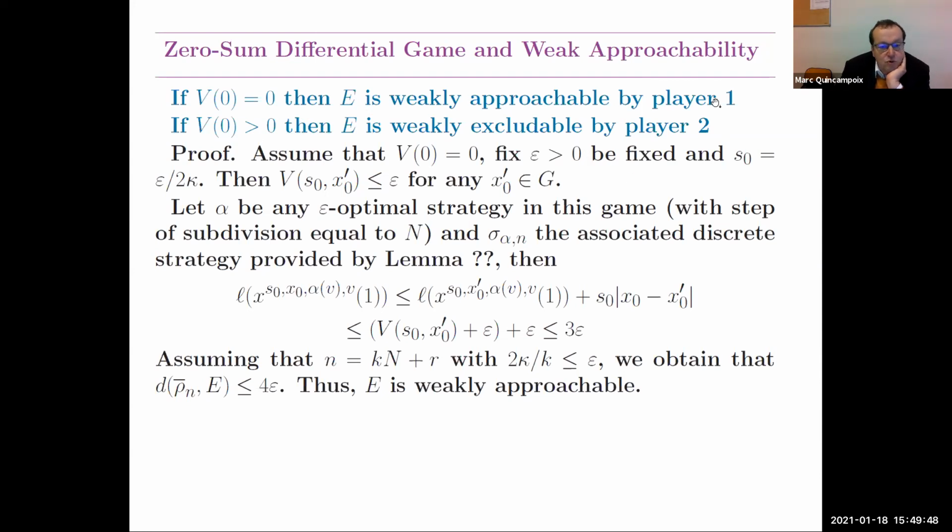And the proof is just considering a strategy of the differential game which makes the cost approximately equal to 0, and considering a strategy of the discrete game associated with the strategy of the differential game, as in the previous proof. So this is the end of the first part of the talk.